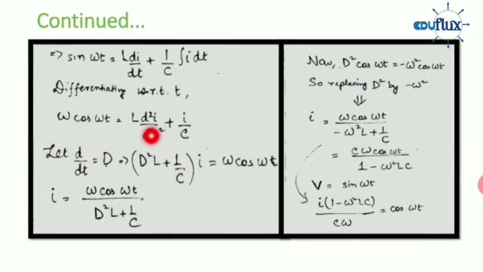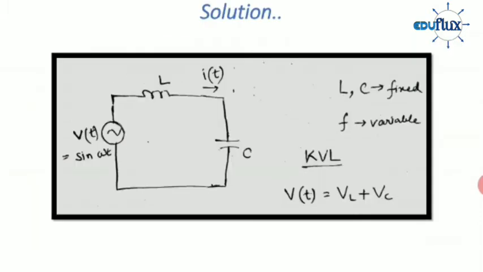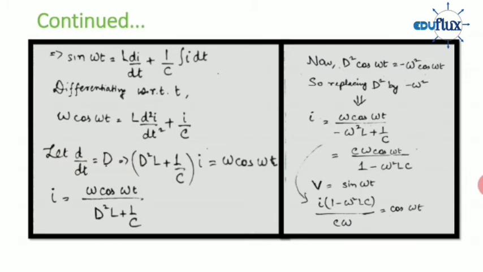Now following the standard method of solving a differential equation, the complementary function is not required because this is not a generalized case, but a special or particular case in which the voltage V of t is given as a function of time, sin omega t. So the particular integral method can be used to find the definite solution as follows, taking d/dt equal to d. So putting it in this equation, d square L plus 1 by C times I equal to omega cos omega t.